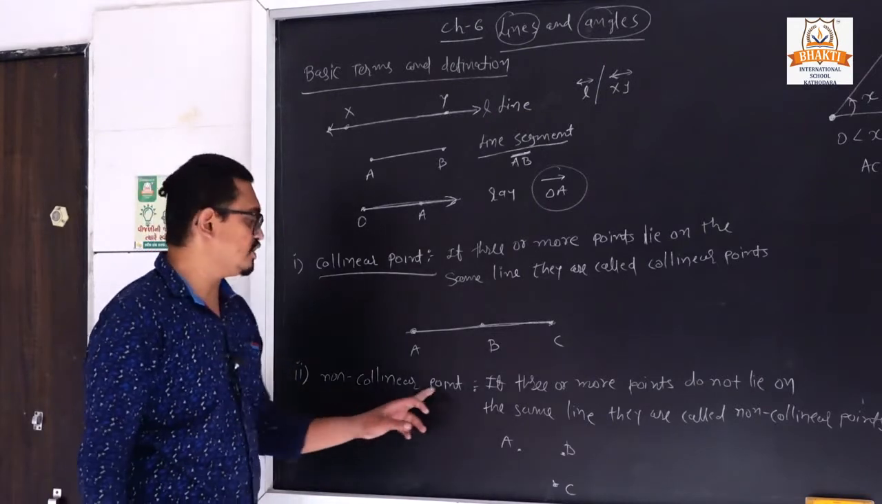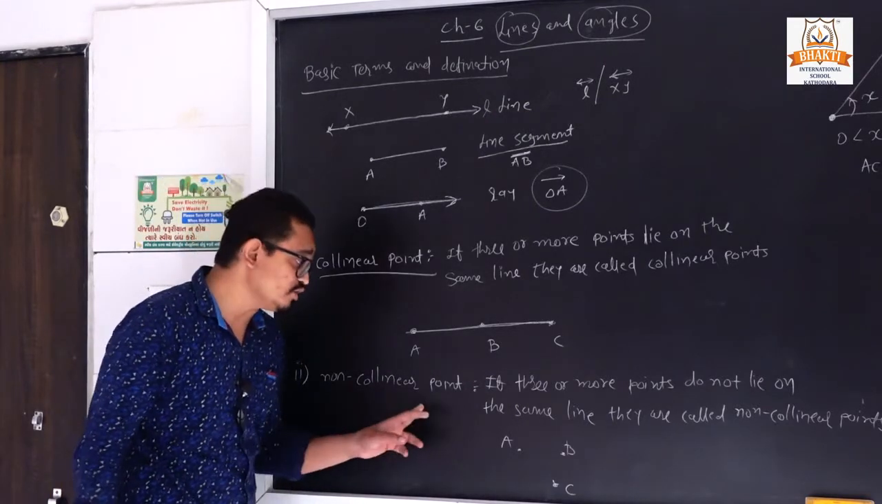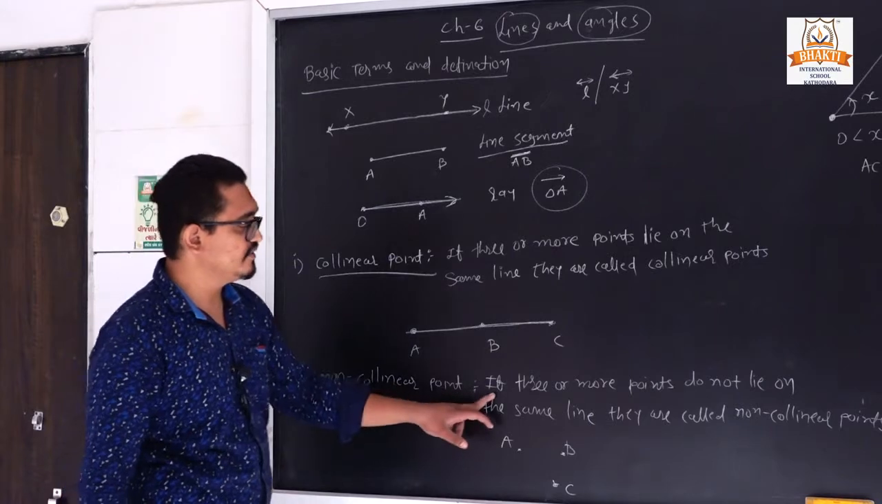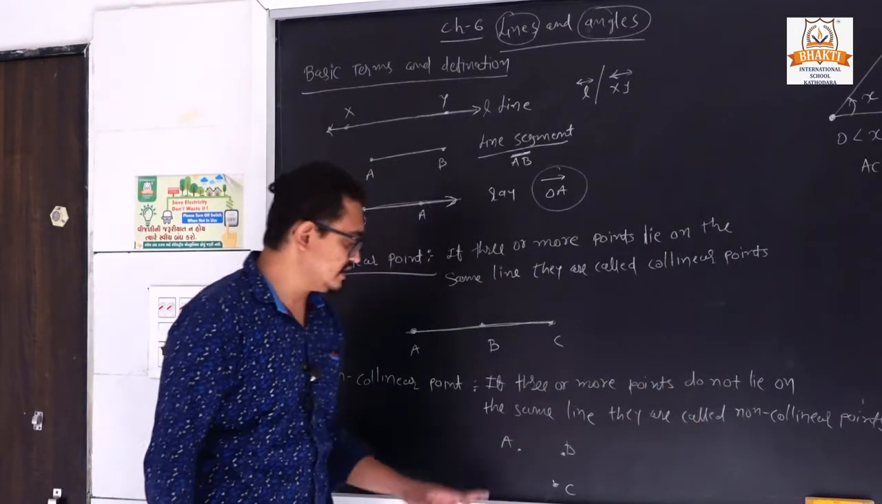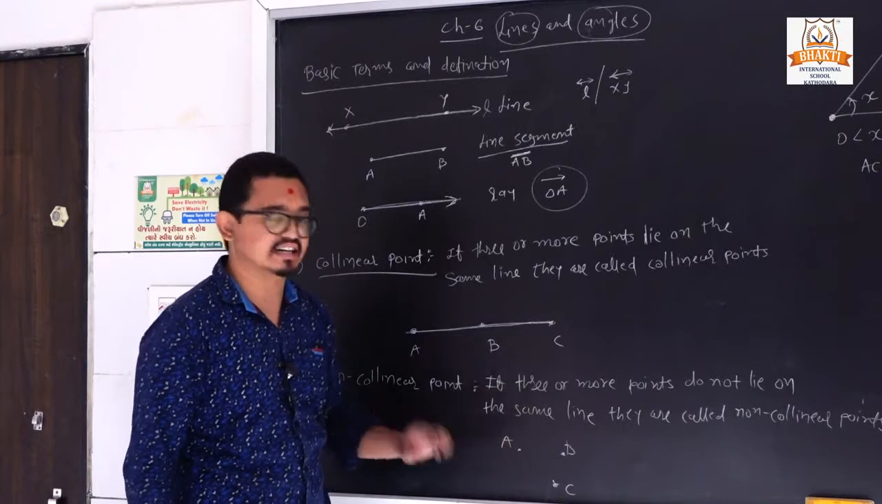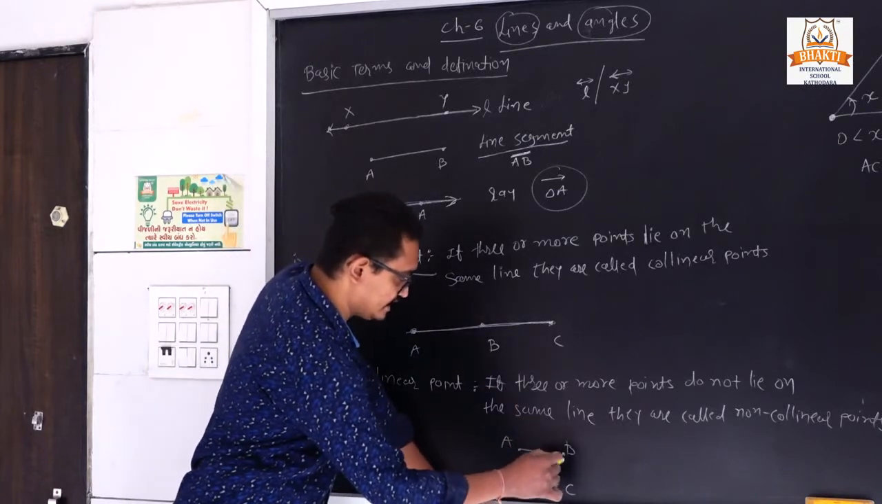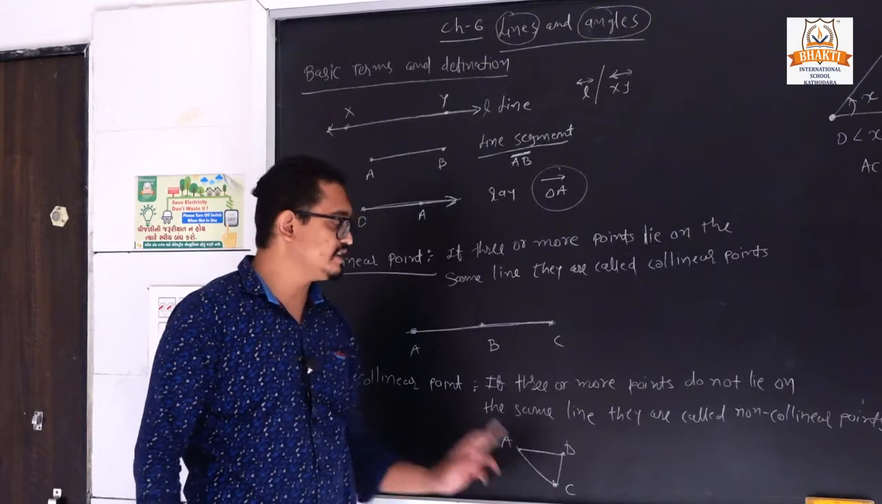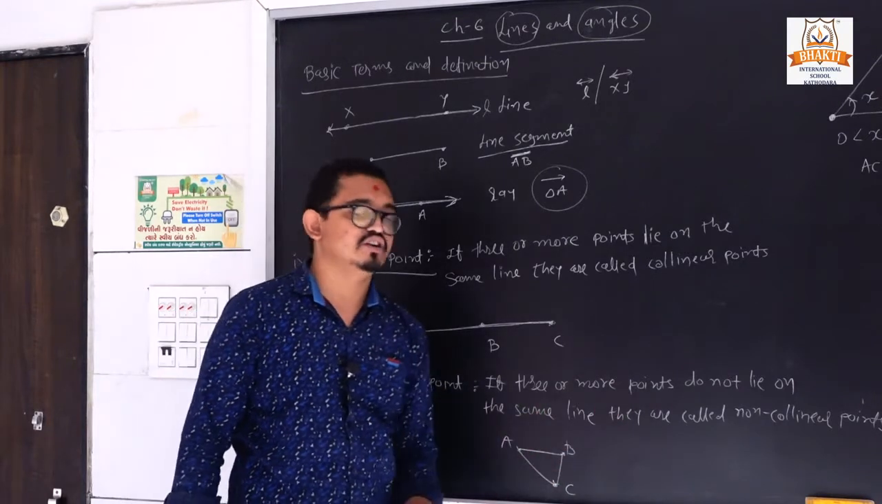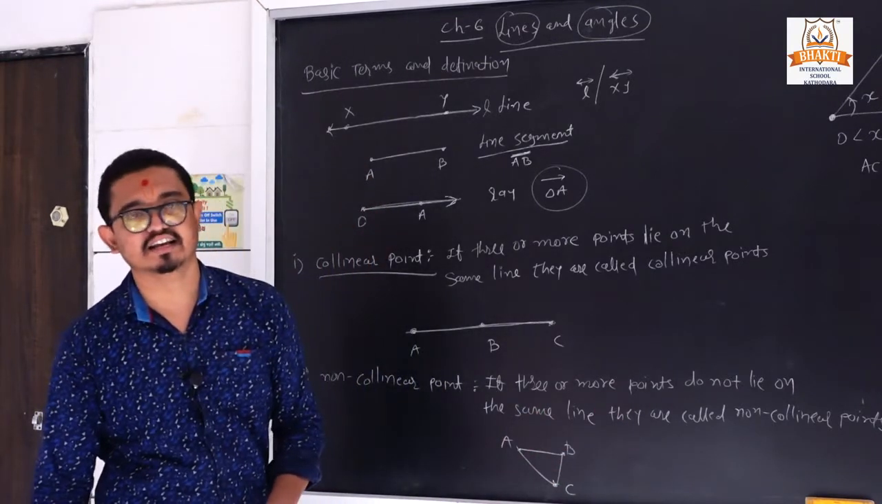Second, non-collinear points. So non-collinear points mean what? If 3 or more points do not lie on the same line, see that they are not creating one single line, clear, they are not creating one single line. So this kind of points A, B, C is known as non-collinear points, clear.